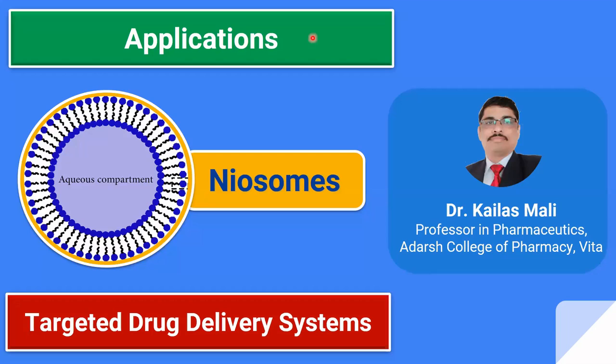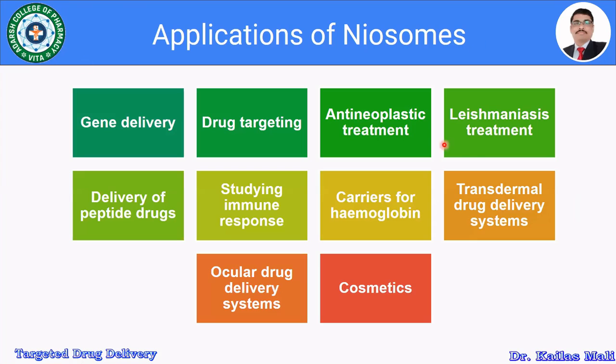Let us see the applications of the Niosomes. Niosomes are widely used in gene delivery, drug targeting, antineoplastic treatment, Leishmaniasis treatment, delivery of peptide drugs, and studying immune response. Then it is used as carriers for hemoglobin. Then it is used in the transdermal drug delivery system. It is used for the ocular drug delivery system, and it is used for cosmetics. There are a few cosmetic preparations of Niosomes available in the market for aging.